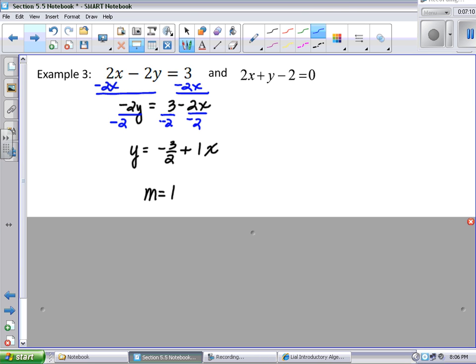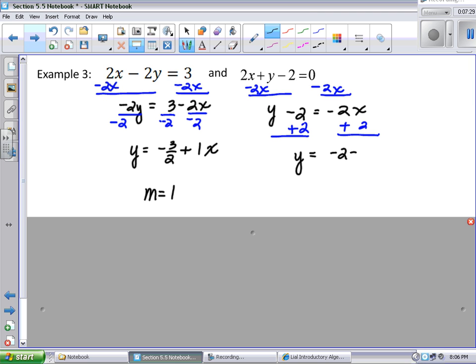For the second line, start off by subtracting 2x from both sides, and I get y minus 2 equals negative 2x. I need to add 2 to both sides, and I get y equals negative 2x plus 2. The slope, the coefficient of x, is negative 2. Now these two slopes are not the same, and they're not negative reciprocals, so these lines are neither parallel nor perpendicular.